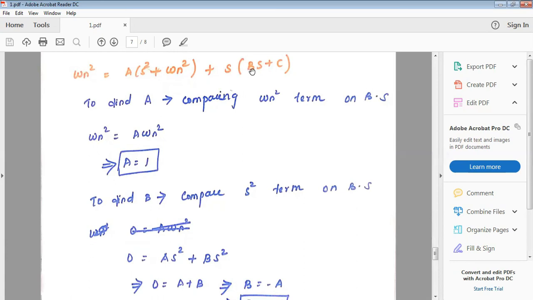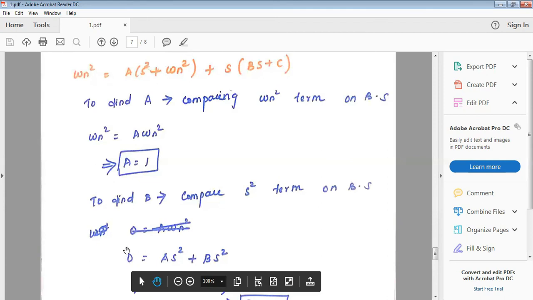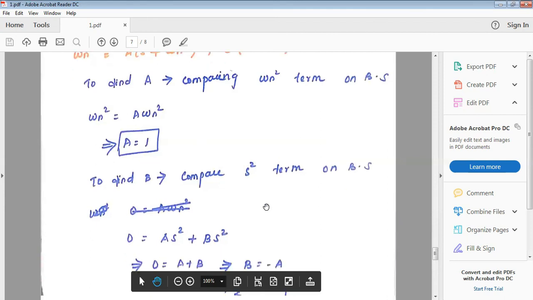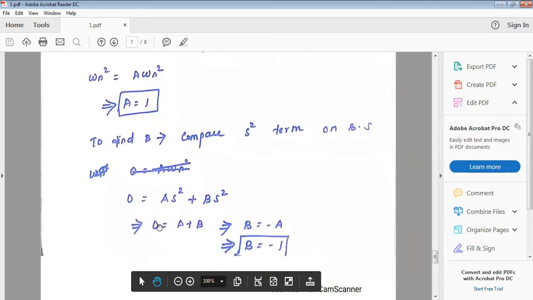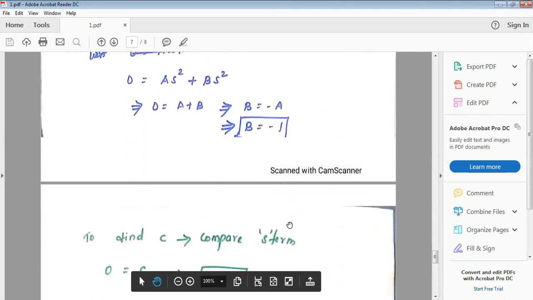Next we have to find out the value of b. What is the coefficient of b? S square. Just comparing the s square terms, on the left hand side there is no s square term, so I have substituted 0. Here we have a s square plus b s square. Comparing the s square term, 0 is equal to a plus b, which implies b is equal to minus a. We already found the value of a is equal to 1, so by substituting this, we get b is equal to minus 1.